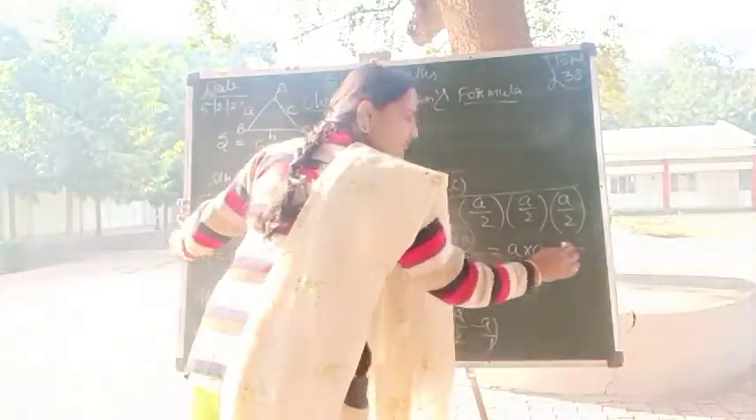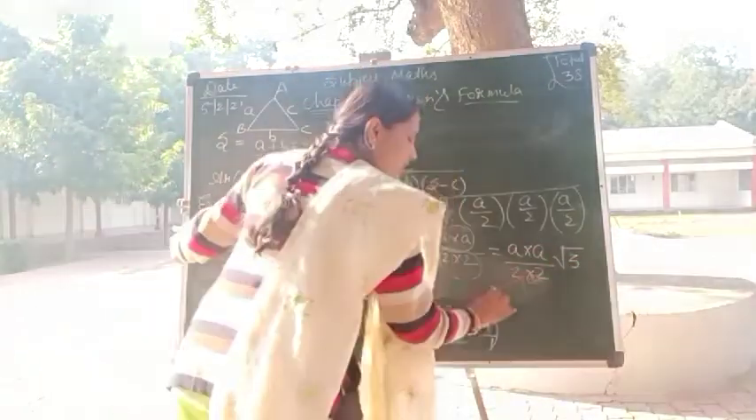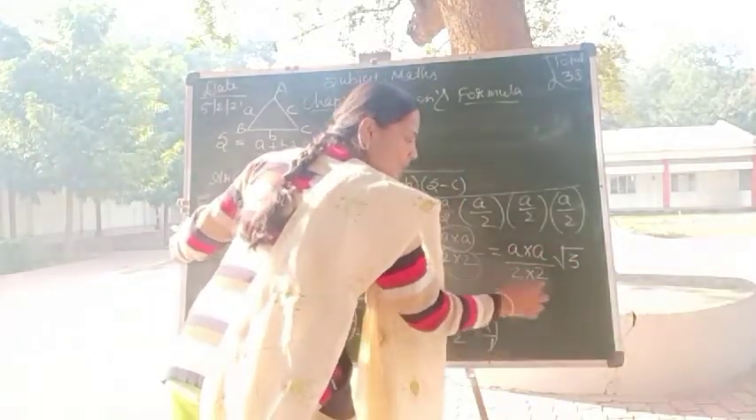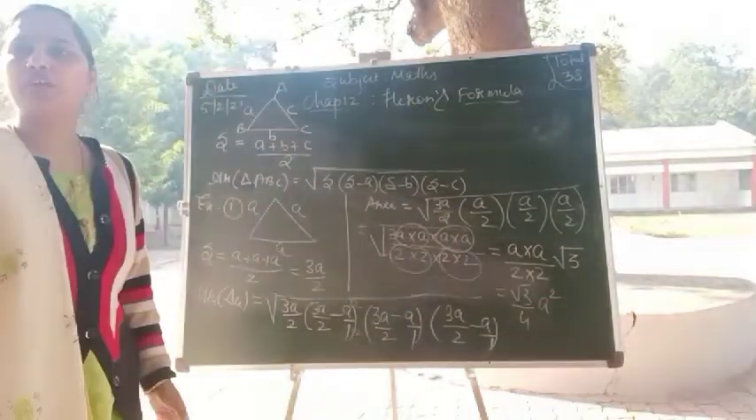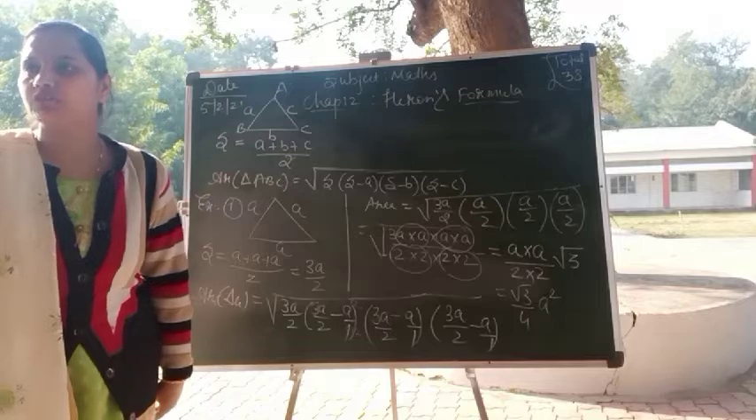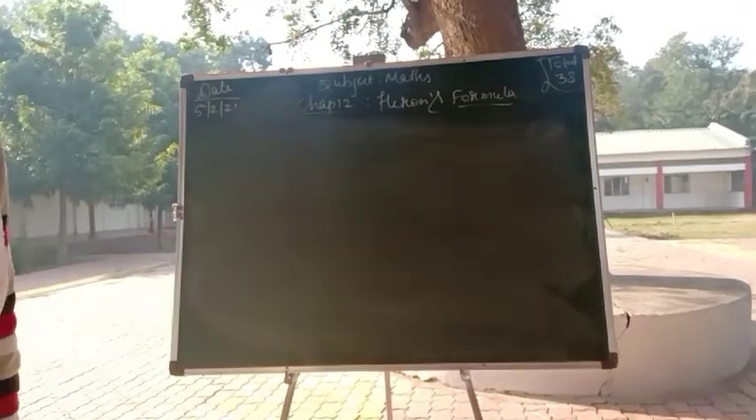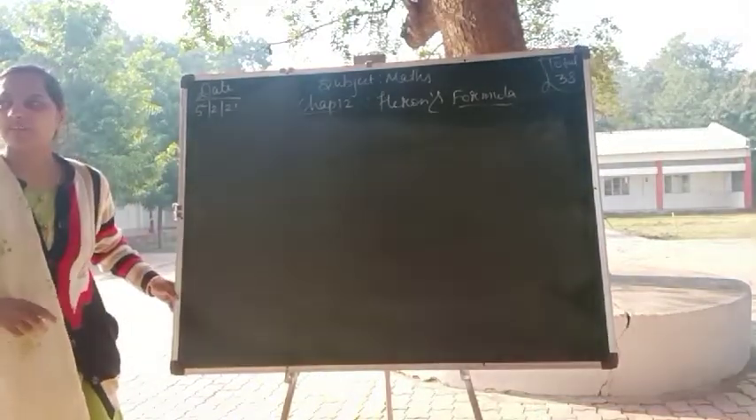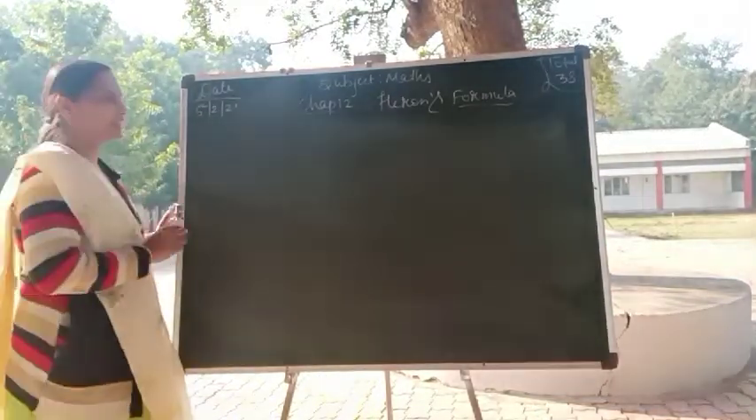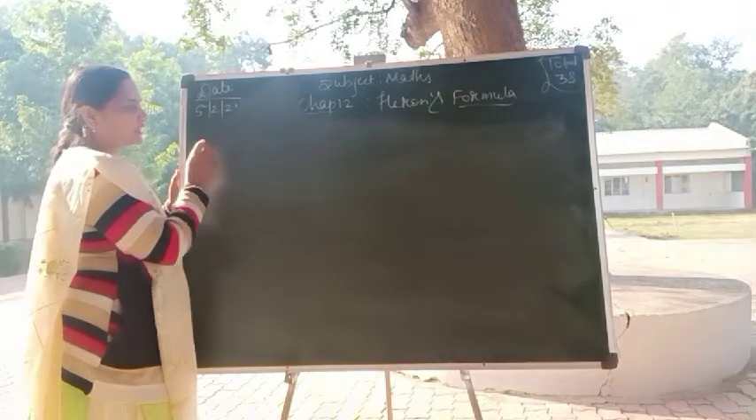What is left inside? Unpaired number. What is that? 3. Now you can see root 3 upon 4a square. So the area of equilateral triangle you got is root 3 by 4 a square. Clear? The question was to find out the area of equilateral triangle having perimeter 180 centimeter. So that example 1 is continuing.